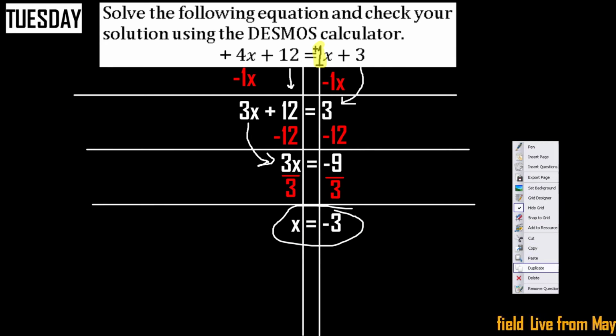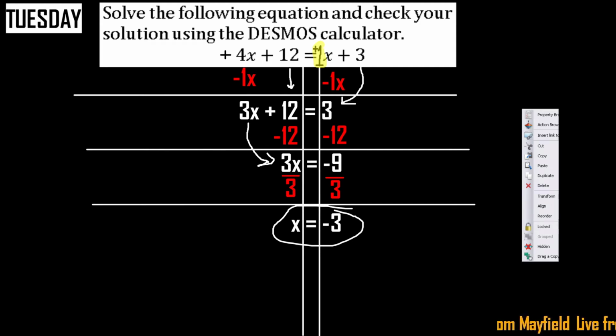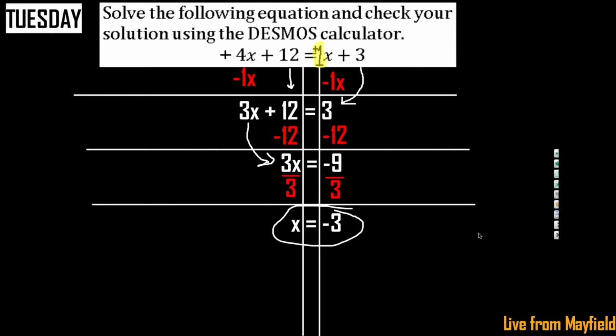Again, you can bust out that Desmos calculator. Let me see if I can bring this to the front.